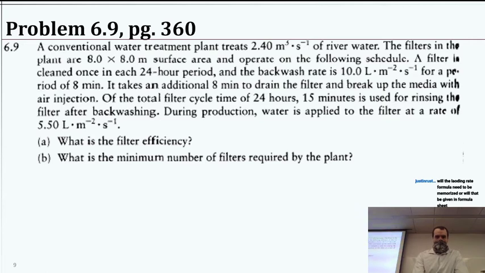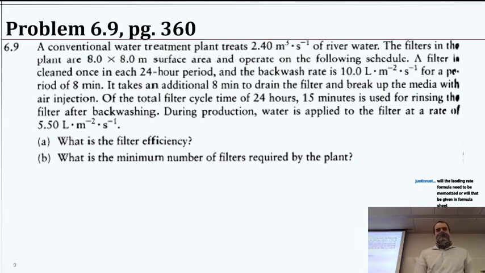Filter is cleaned once in each 24-hour period. The backwash rate is 10 liters per square meter per second for a period of 8 minutes. It takes an additional 8 minutes to drain the filter, break up the media with air injection. The total filter cycle time is 24 hours. 15 minutes is used for rinsing the filter after backwashing. During production, the water is applied to the filter at a rate of 5.5 liters per square meter per second.